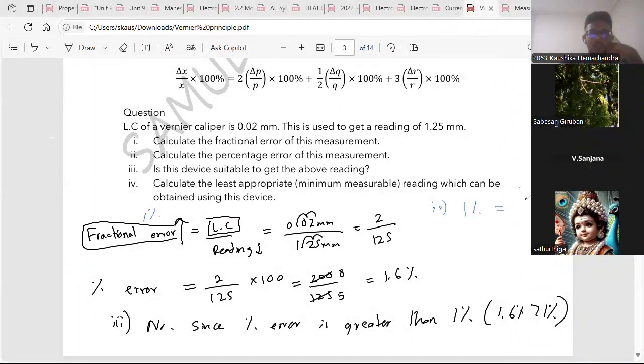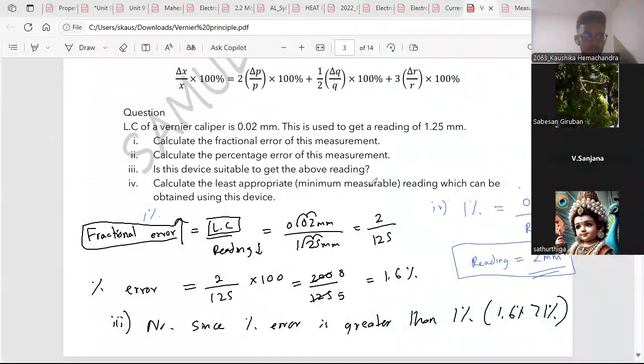So least count we know. That's 0.02 millimeters. Over the minimum reading into 100 is equal to 1% now. Because the percentage error can't be more than 1% for this reading to be considered as accurate. So reading equals 0.02 into 100. That's 2 millimeters. This is the minimum reading that we should take to consider it as an accurate reading.